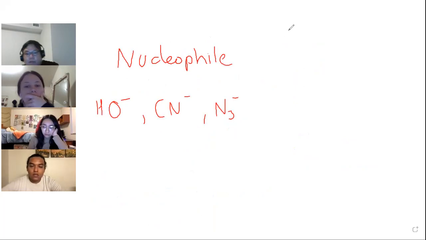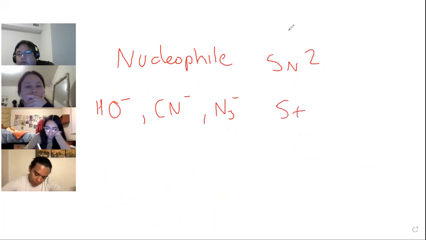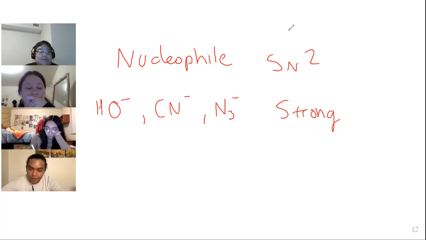Strong. For SN2 reactions, your nucleophiles must be strong. And the reason why is that they are attacking something that has a leaving group. It has to be able to attack and pop off that leaving group. So it has to be very nucleophilic. So if you have a weak nucleophile, that's going to be the case.